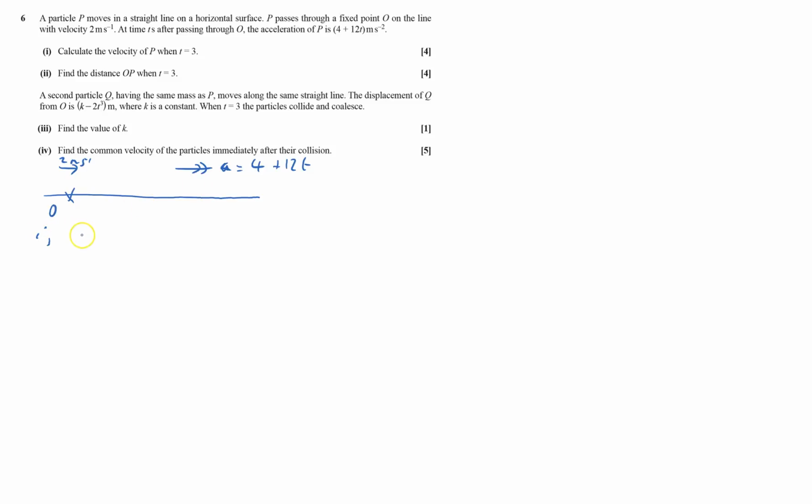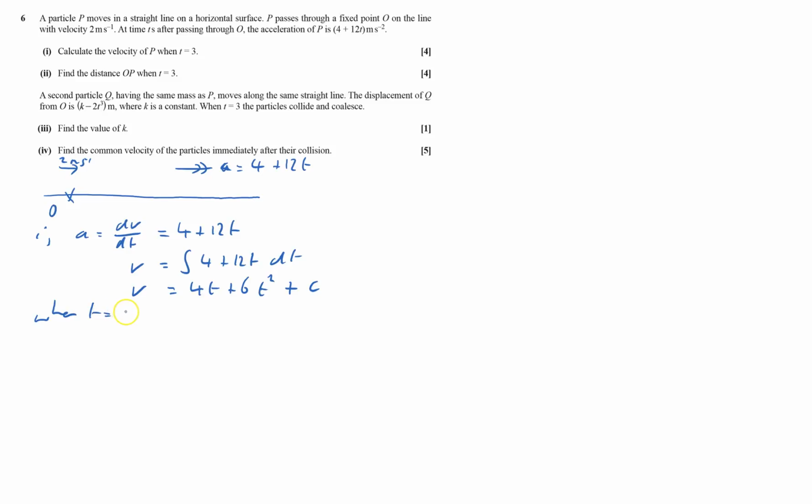Well, I know that acceleration equals dv by dt, and I'm told that that equals 4 plus 12t. So what I have to do is integrate this, and that will give me that v equals the integral of 4 plus 12t with respect to t, and so v equals 4t plus, the power has to increase, so that'll be 2, 6t squared plus c. Don't forget the plus c.